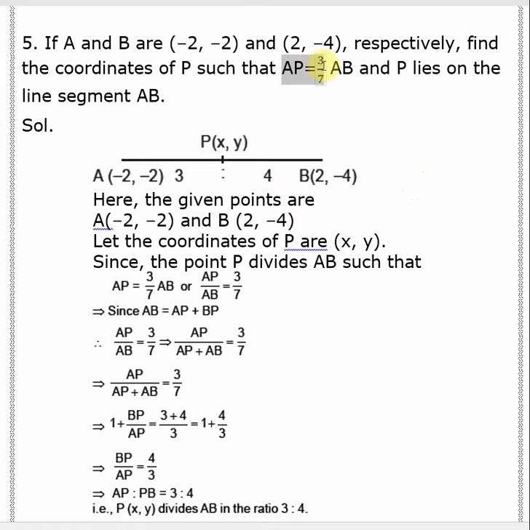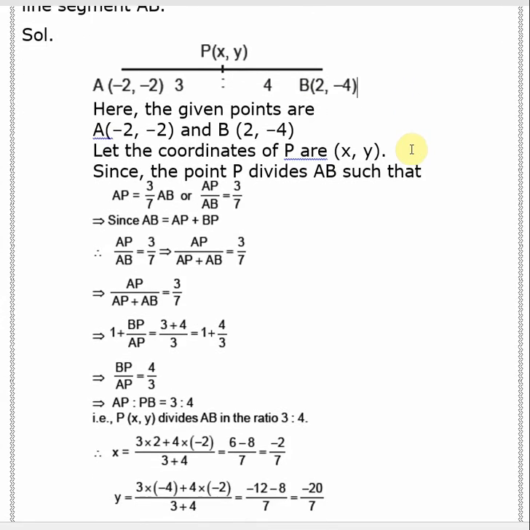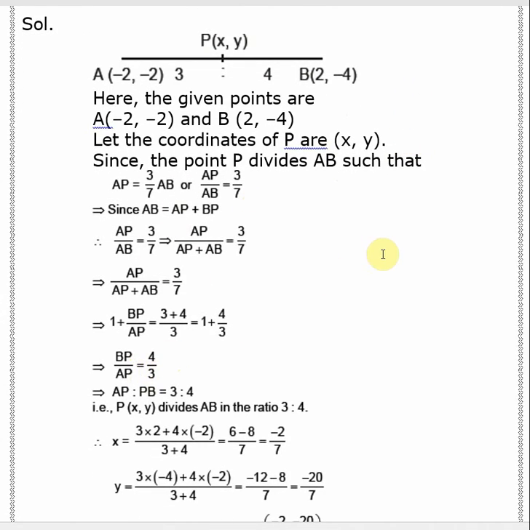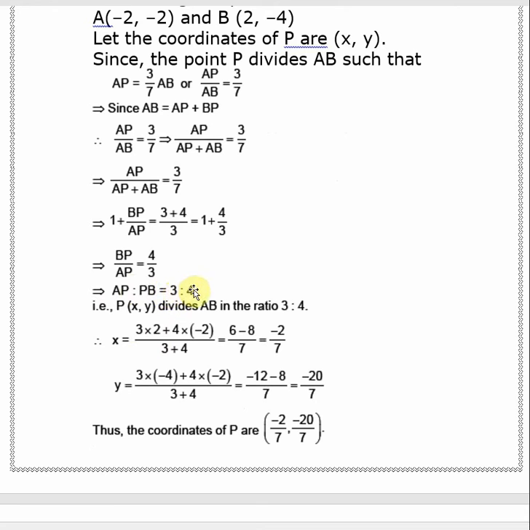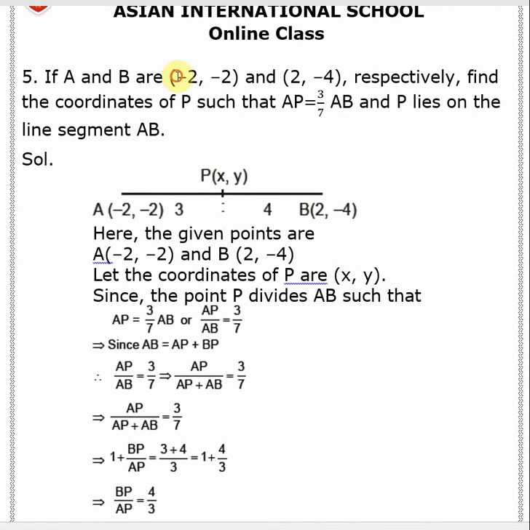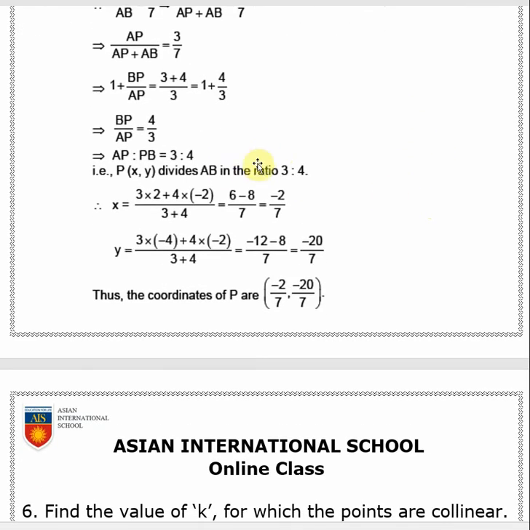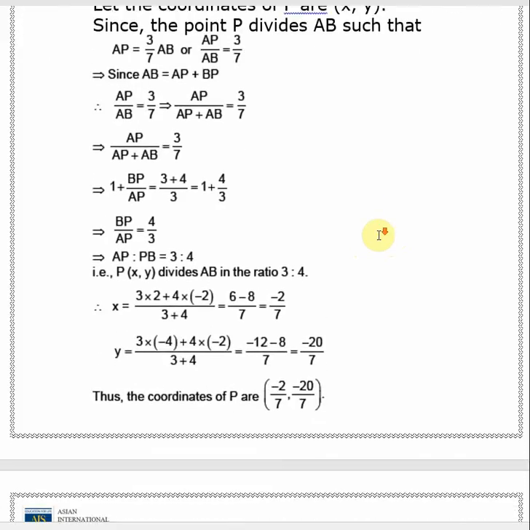So from AP equals 3/7 AB, we got the ratio. The ratio was not directly given, but we can understand from here that AP by AB is 3/7, which means the ratio of division by point P was 3:4. That calculation is done over here, that AP is to PB is 3:4. Now once you have the ratio, with x1 y1 and x2 y2 given, we will put all the values in our section formula expression and we get x and y, that is the unknown coordinates. This was also a simple sum.